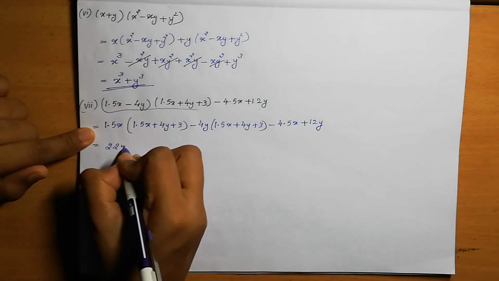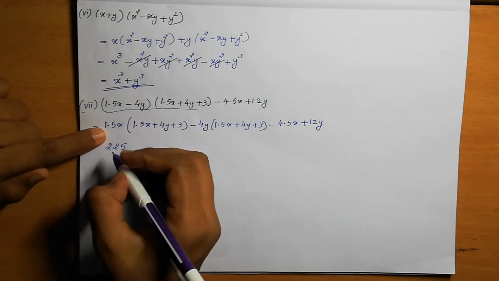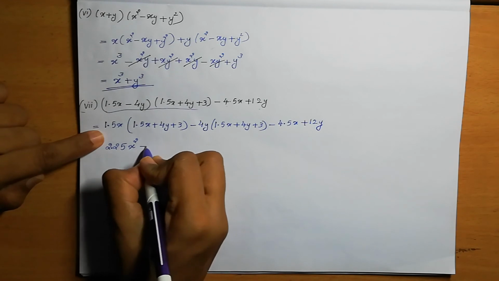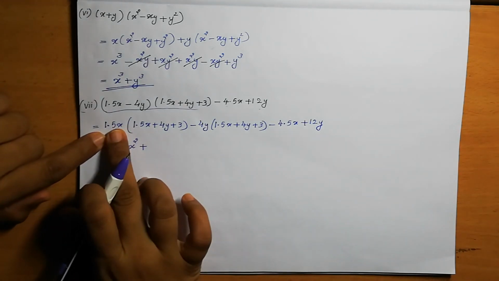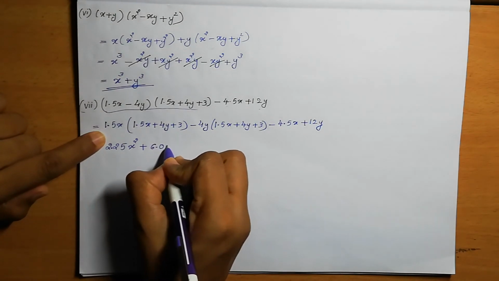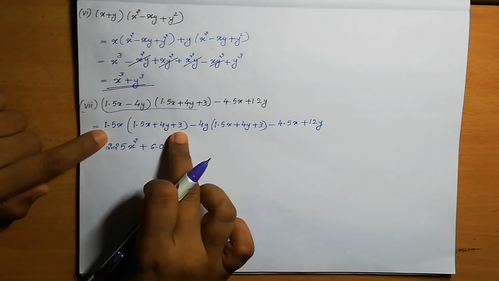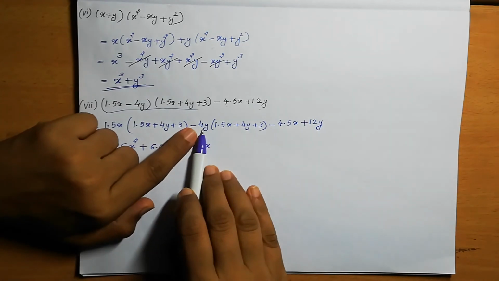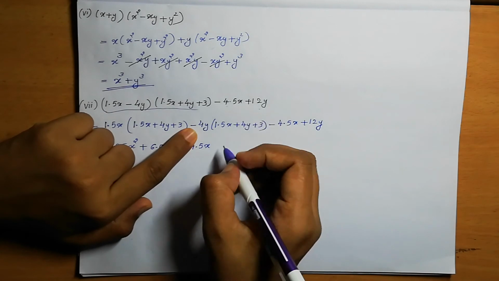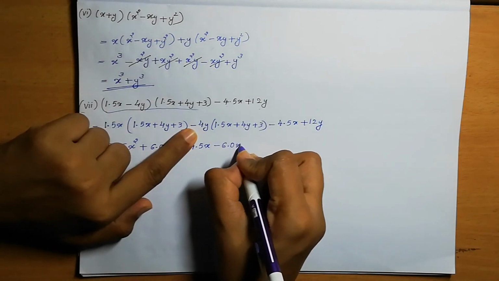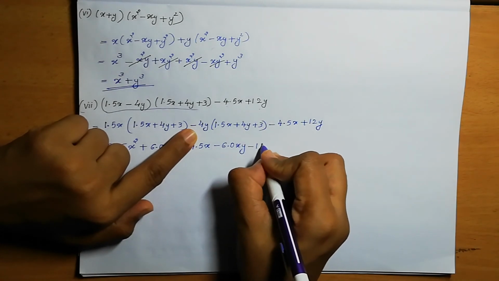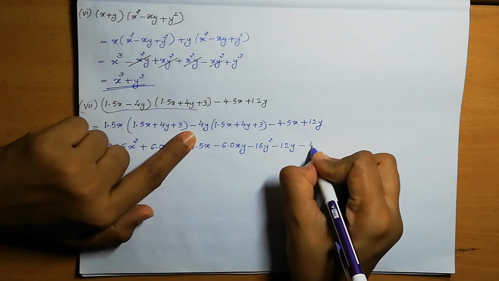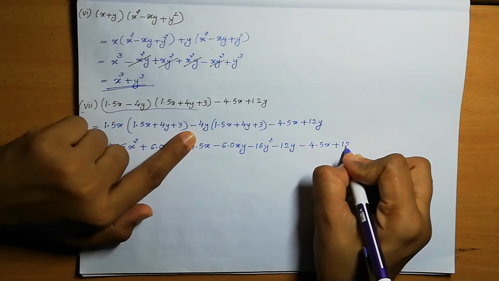So 225, after the point one digit, here also one digit. So how many digits we need to put after the point? Two digits. 2.25, x into x is x square. This plus only. Then 15 fours are 60, right? 60 means 6.0. X into y is xy. Next, 1.5 into 3, that means 4.5, right? 4.5x. Next, minus 4y into 1.5x, 15 fours are 60, that means 6.0xy, 4 into 4 is 16, minus 16y square, minus 4y into 3 is minus 12y, minus 4.5x plus 12y.